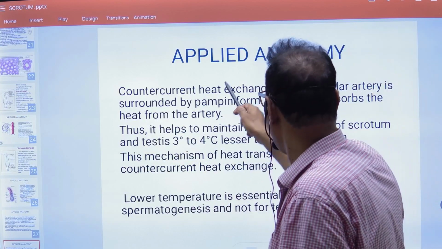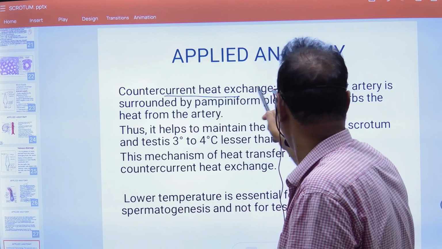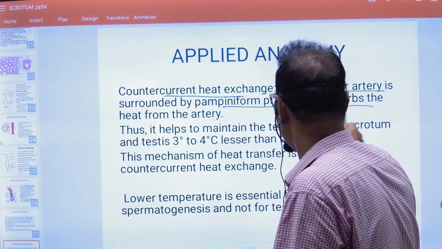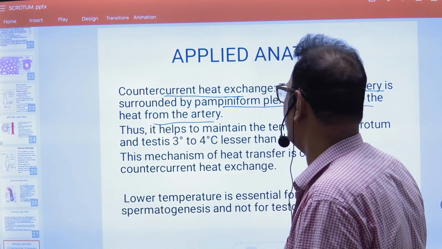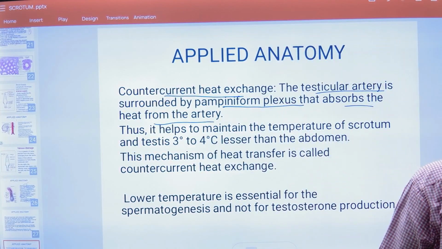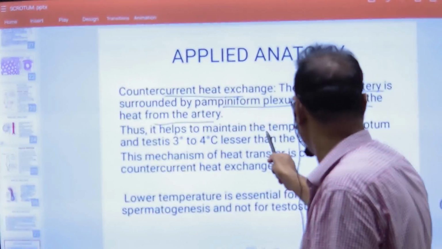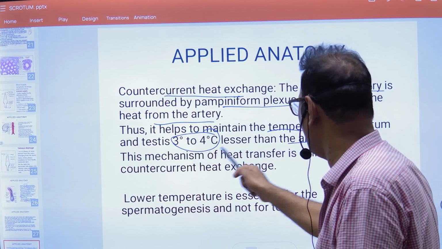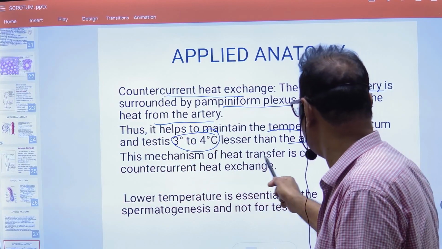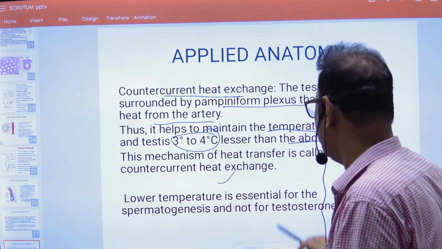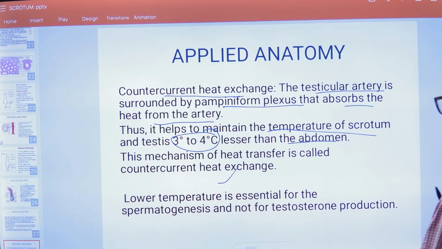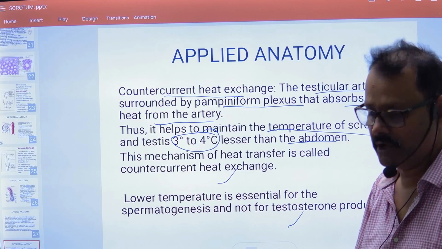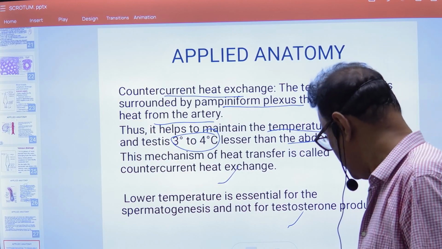So the applied anatomy is the countercurrent heat exchange. The testicular artery is surrounded by the pampiniform plexus, which absorbs the heat from the artery. The pampiniform plexus absorbs heat and maintains the temperature of the scrotum 3 to 4 degrees centigrade lower than the abdomen. This mechanism of heat transfer is called the countercurrent heat exchange. The lower temperature is essential for spermatogenesis and not for testosterone production. So this is all about today's class.